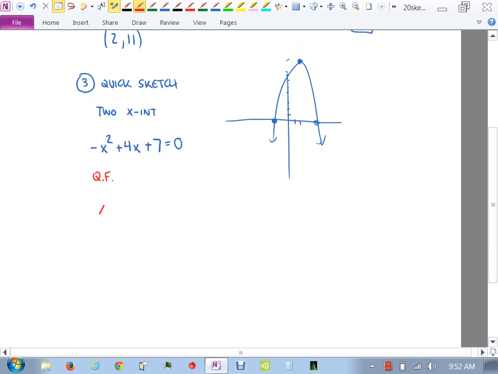The quadratic formula says that the solutions are going to be, you remember the formula, right? You may not remember it, but you know what I'm talking about: negative b plus or minus, all that stuff. So negative b is negative 4, plus or minus the square root of b squared, which is 16, minus 4 times a, which is negative 1, times c, which is 7, all over 2 times a, which is negative 1. So go back and refer to the formula that you have written down somewhere, or just Google quadratic formula.